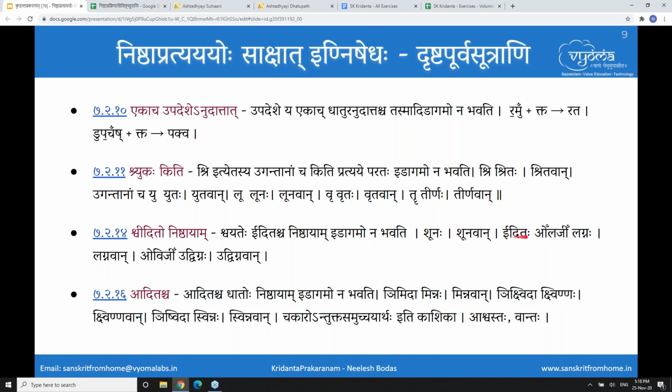Shunaha, shunaman. So the Edith example is Olaji, Lagnavan, Oviji, Vignavan, and so on. So we have already studied all this.